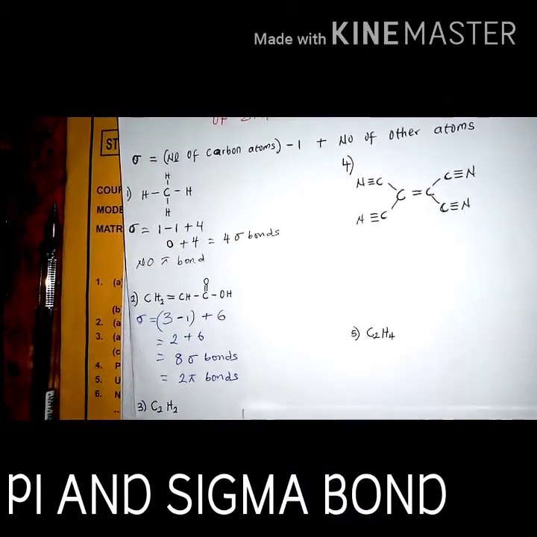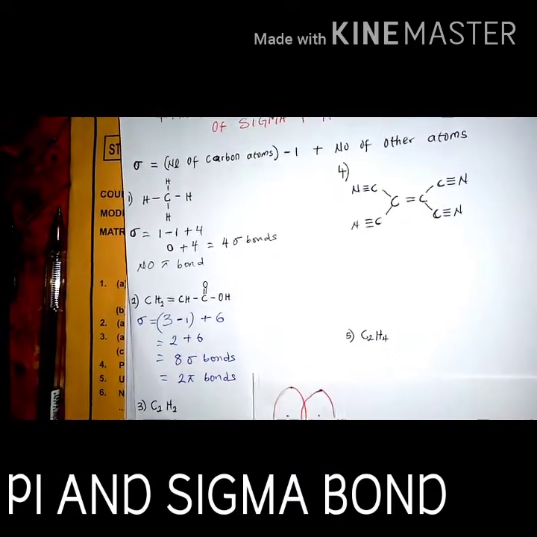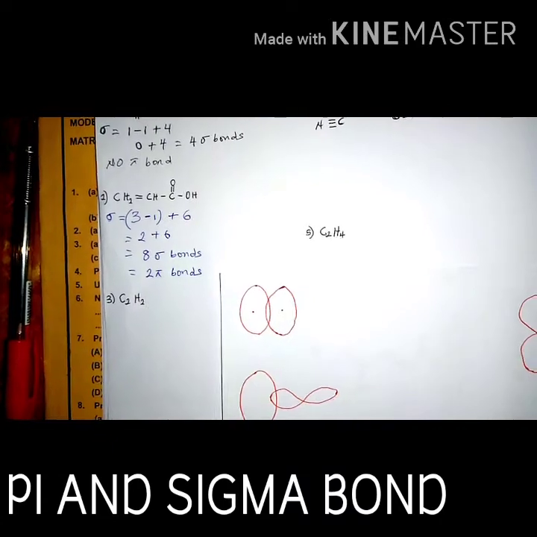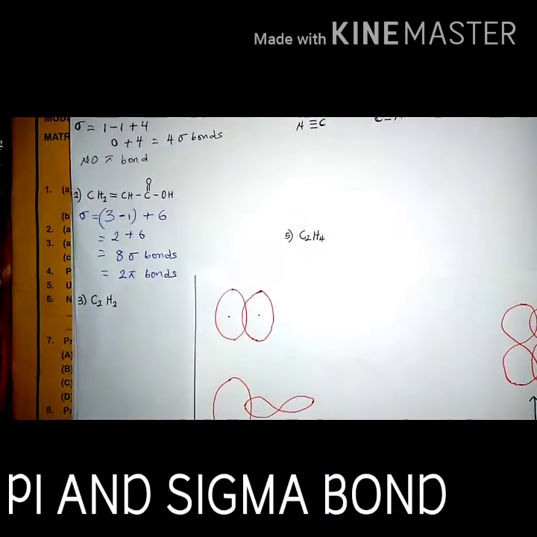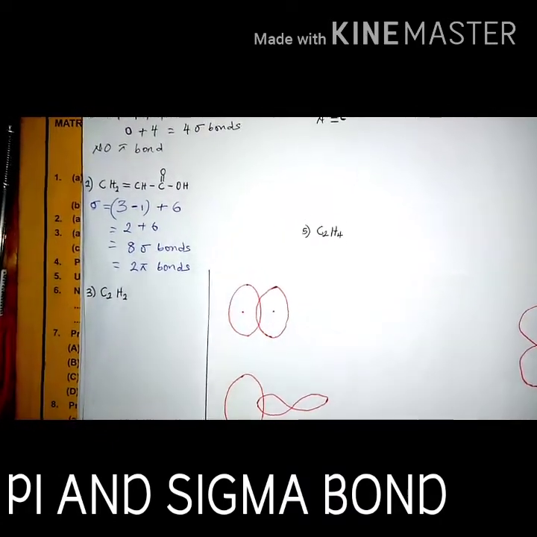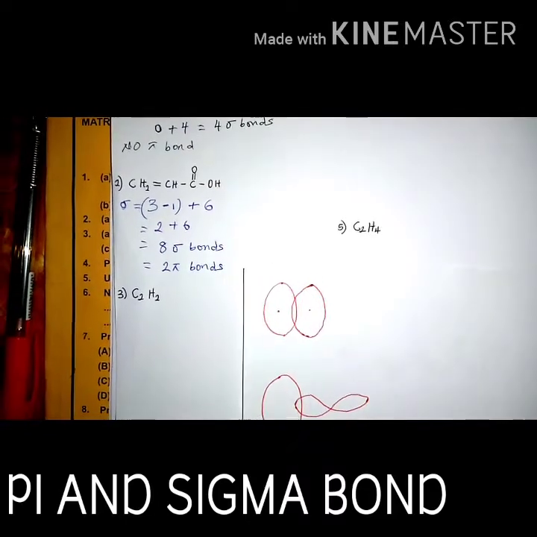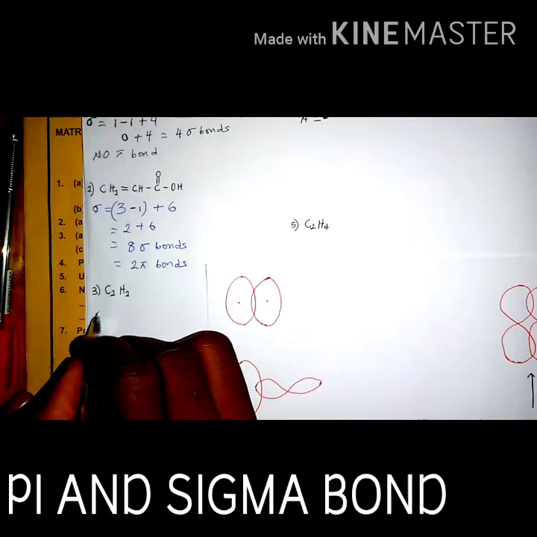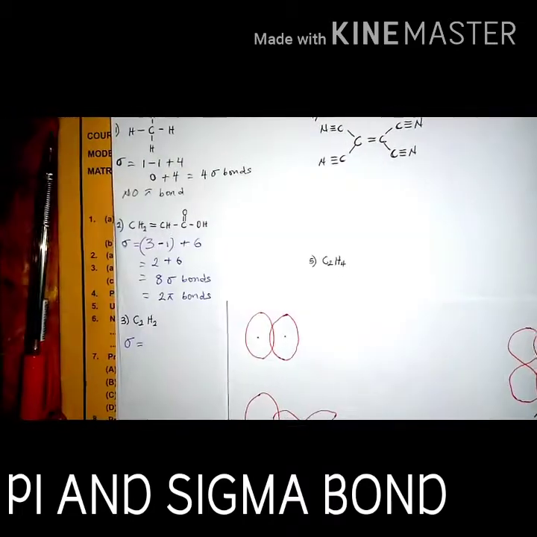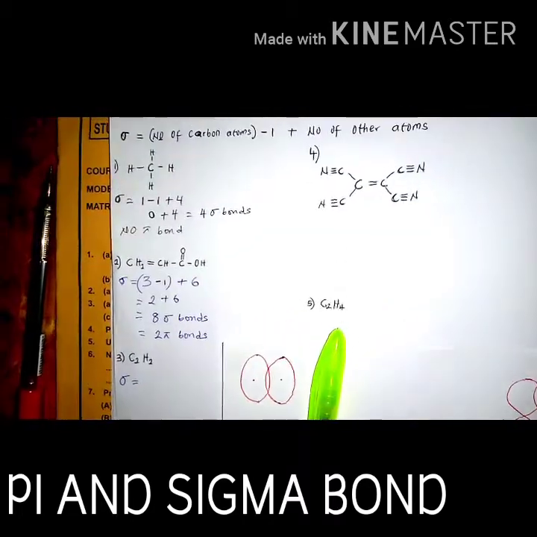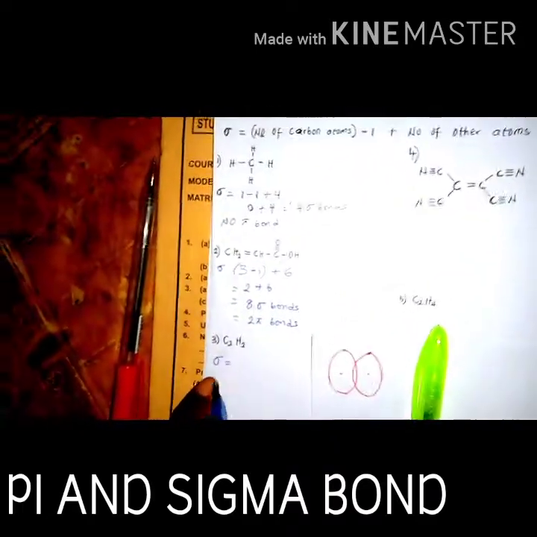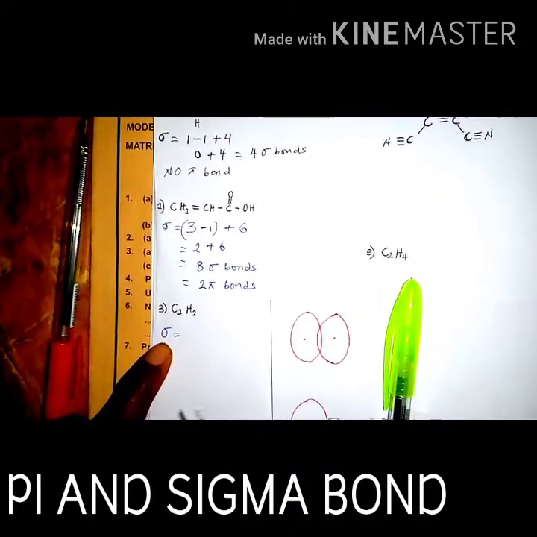Now let's go further to question 3. Now question 3, C2H2. Now this guy is ethane. Don't forget, ethane is the fuel used in miner's lamp. Ethane is used as fuel in miner's lamp. Now let's see if you can calculate number of pi bonds in ethane and number of sigma bonds. Now if you check, my formula can still work here.